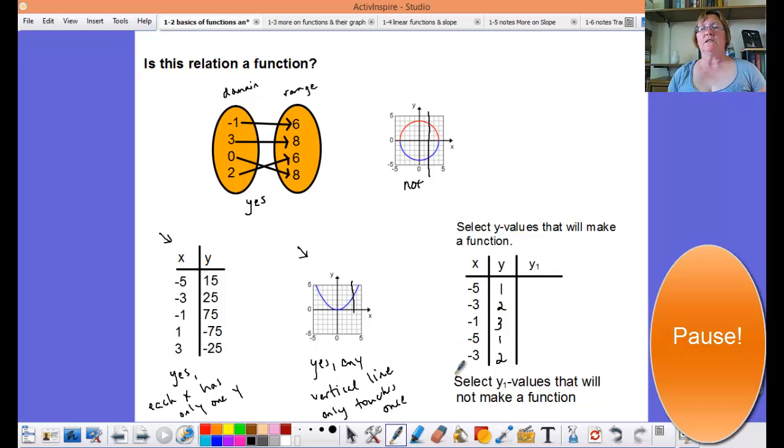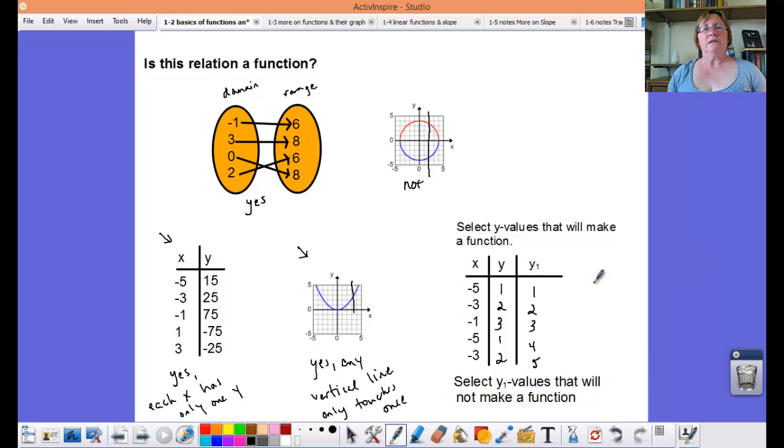Now I'd like you to do the opposite thing. Select values for this column, Y1, that will not be a function with this X list. Will you stop that video and let's try this? Very good. If we're not a function, that means that those repeated X, or when X shows up twice, it's with a different Y each time, not a function.